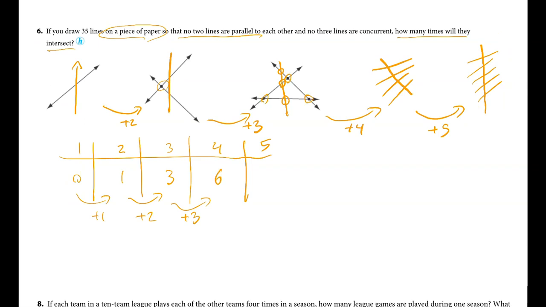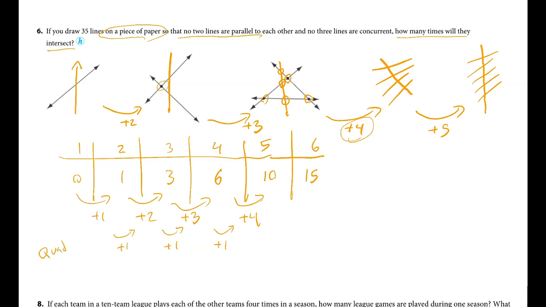There are 6 there. The next one, we said, hey, we add 4 new points because that fifth line hits the 4 existing lines. So we add 4, and we get 10, and then we go to the next one, 6. We added 5, so we get 15, and so on and so forth. And again, the second tier, the difference of the difference, is staying the same. So we know this is a quadratic.